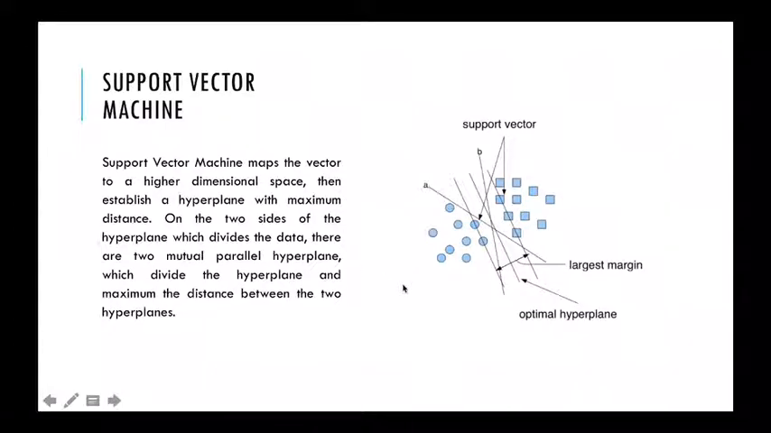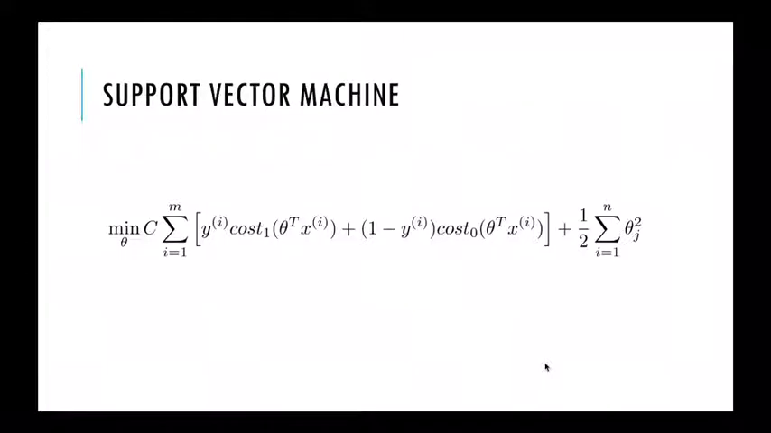As we could see from this picture, both A and B could be the hyperplane which divides the two parallel hyperplanes and divides the support vectors. However, there is only one hyperplane which could have the largest margin, and we call it optimal hyperplane. This hyperplane could best divide the support vectors into two groups. This is the formula of support vector machine. What we're going to do here is to find the theta to minimize this.